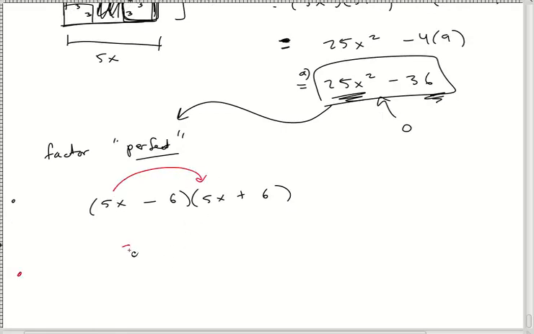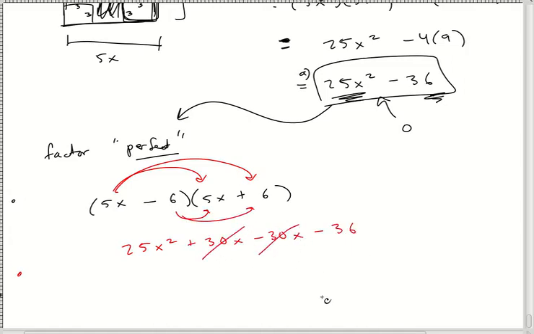5 times 5 is 25x squared. 5 times the 6 is a positive 30x. Negative 6 times 5 is a negative 30x. And then negative 6 and positive 6 makes it a negative 36. These guys cancel. See what I'm saying? Leaving you behind with whatever you had originally. So this is your answer. That's your answer. That's what they want for part B.